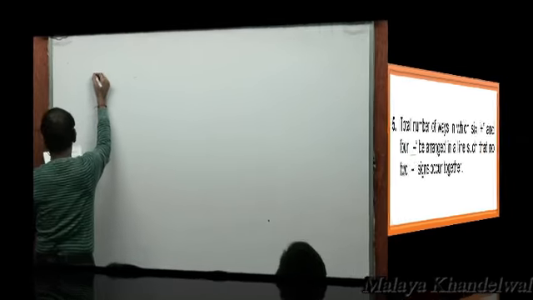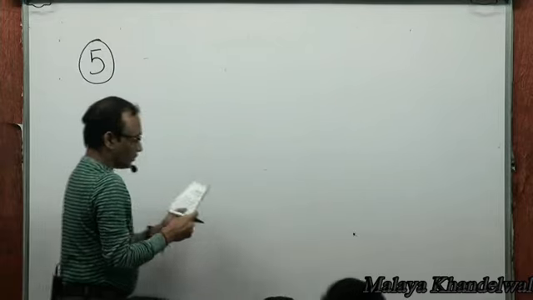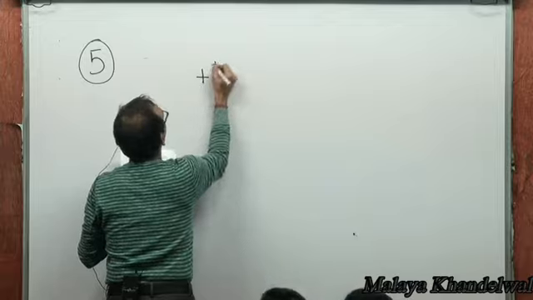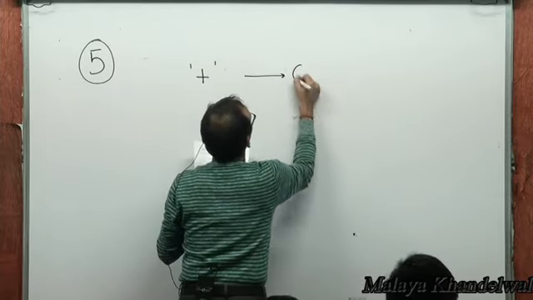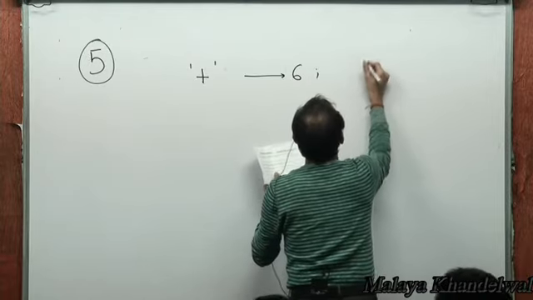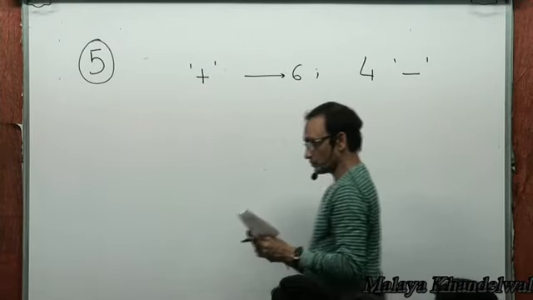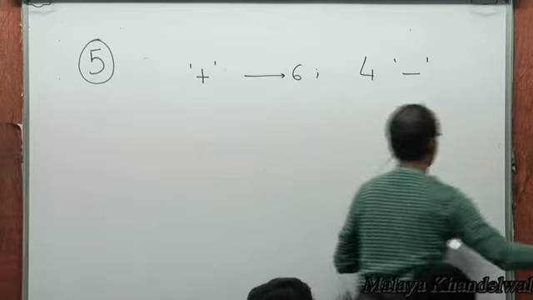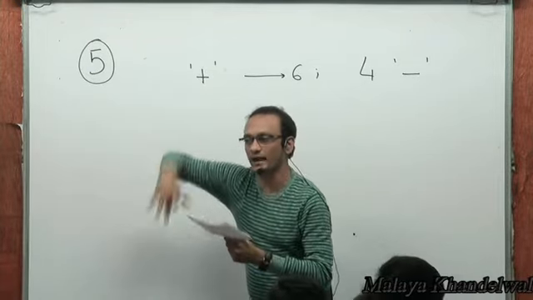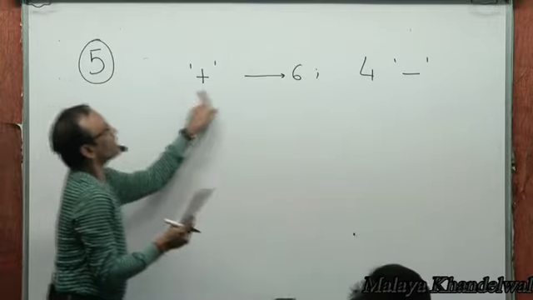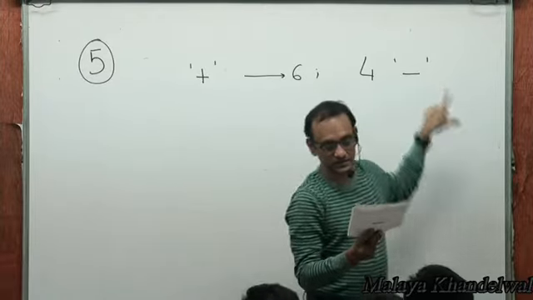Number 5. There are 6 pluses available to you, and there are 4 minuses available to you. Oh, I have missed out question number 4. Okay, let me finish 5. I'll come back to 4. How does it matter, right? The 5th problem: there are 6 pluses and there are 4 minuses.